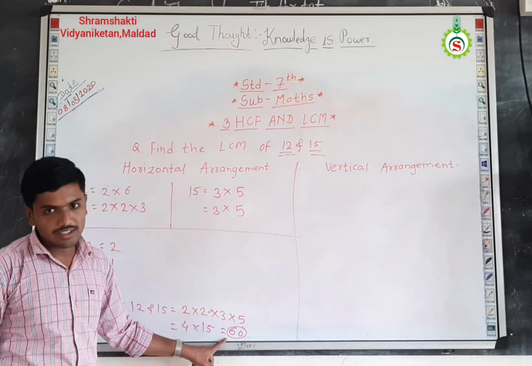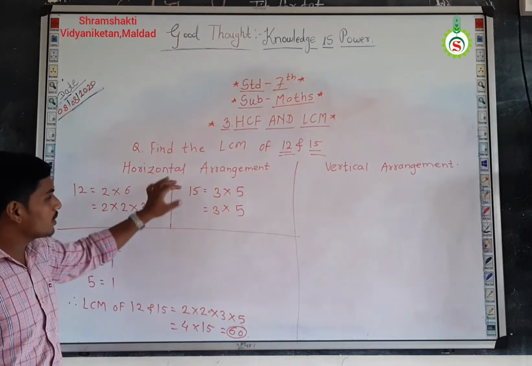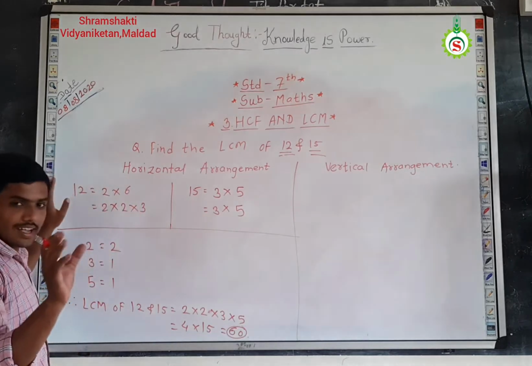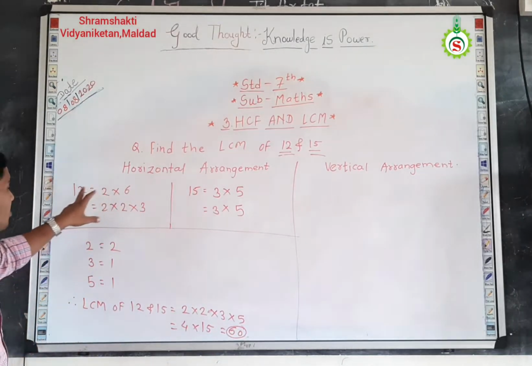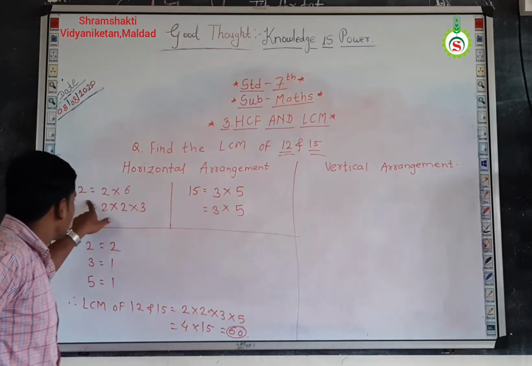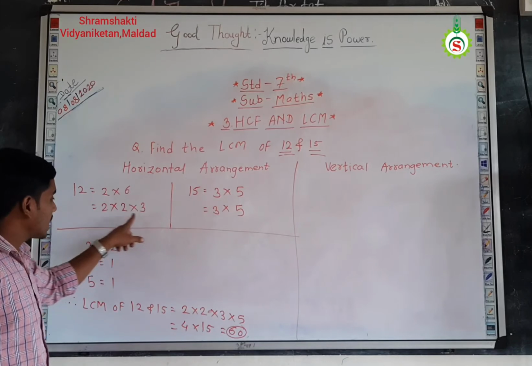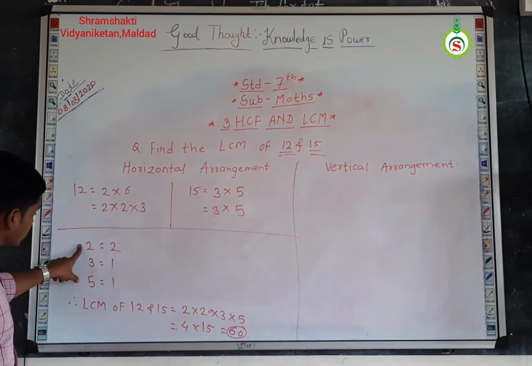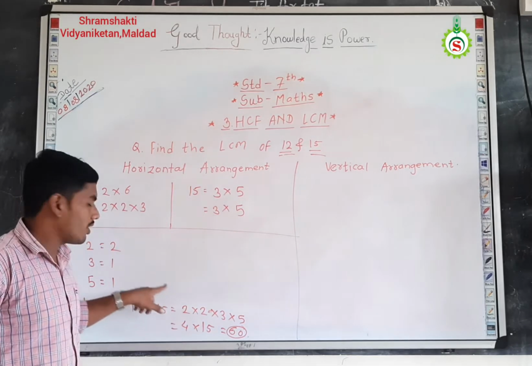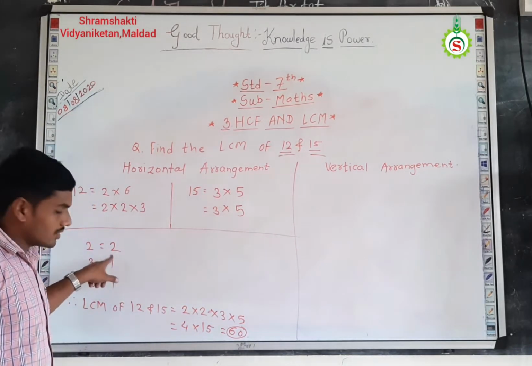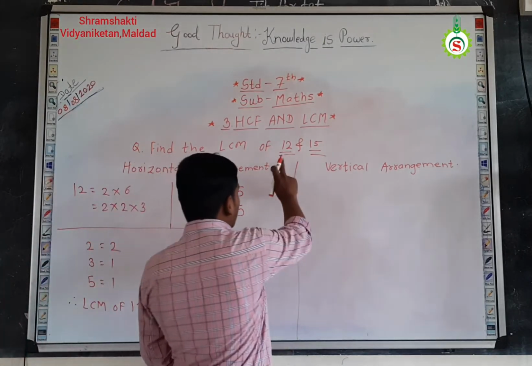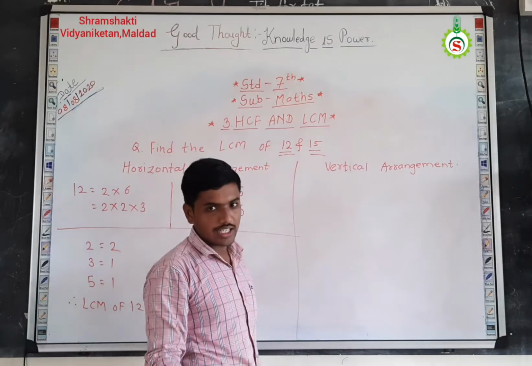So which is the LCM of 12 and 15? Obviously 60. Okay, so we have found the LCM by the horizontal arrangement. How did I find it by the horizontal arrangement? I found the factors for finding the LCM by the horizontal arrangement, and then I took the maximum occurrence of all the factors, and simply took the multiplication of all the factors, and then I get the LCM for the numbers. Now we will solve that same example by the vertical arrangement also.